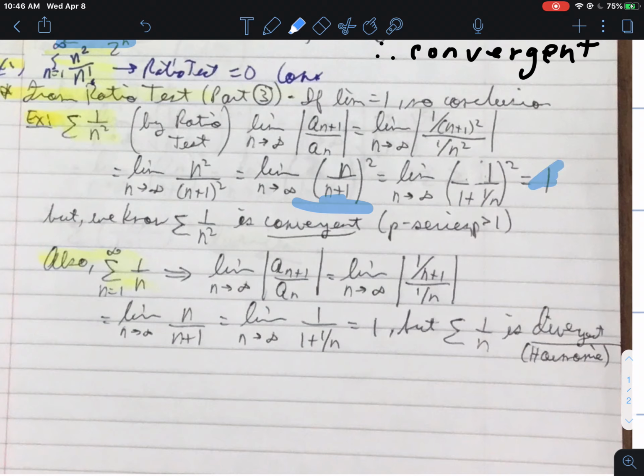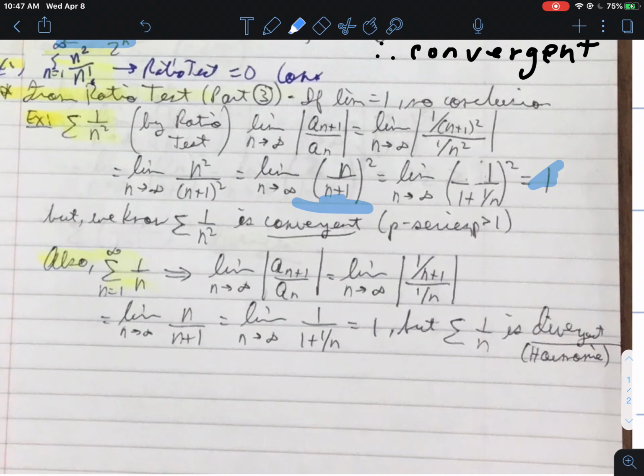We already knew the series was convergent, though, before we even started. Let's look at the sum of 1 over n, which, again, we already know what that series does. That's our harmonic series, our p-series with p equals 1. We called it the harmonic series, but we already know that that's a divergent series.